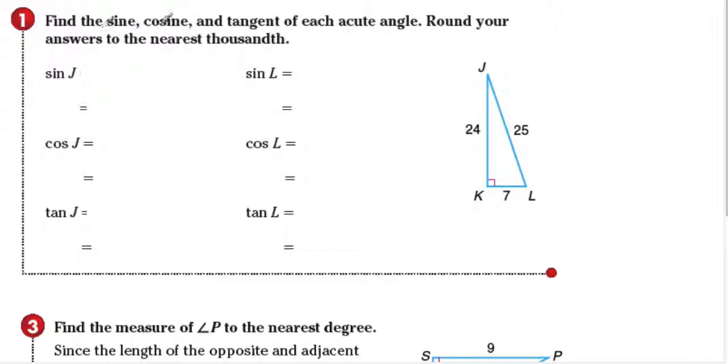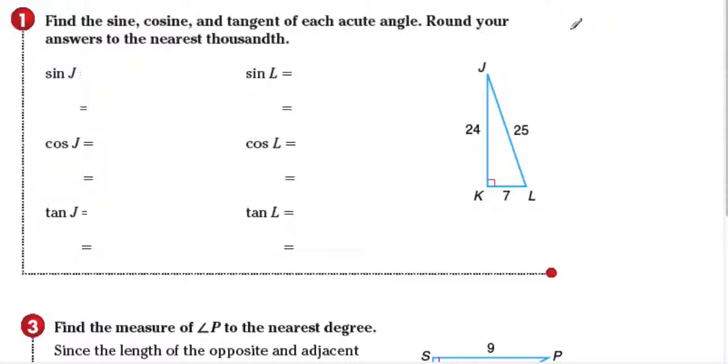Find the sine, cosine, and tangent of each acute angle. Round your answers to the nearest thousandth. And this is our triangle. You're given the triangle with the measures of all the sides, and you want to find sine J.